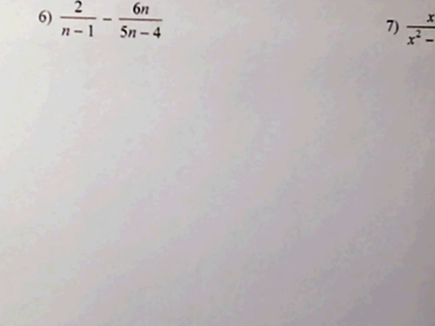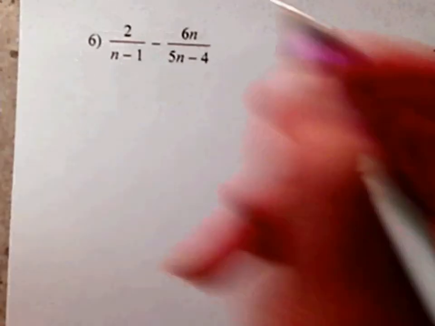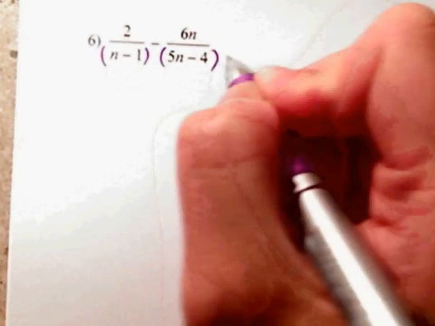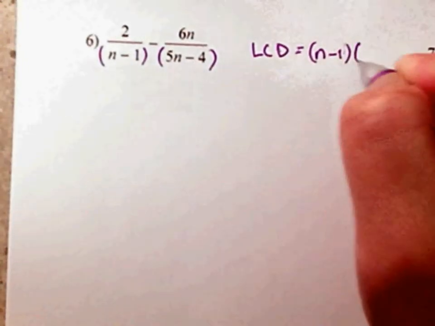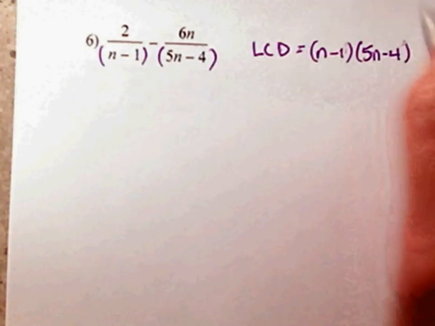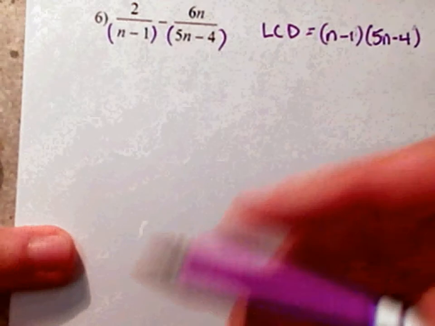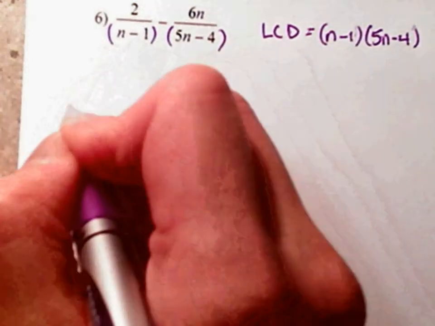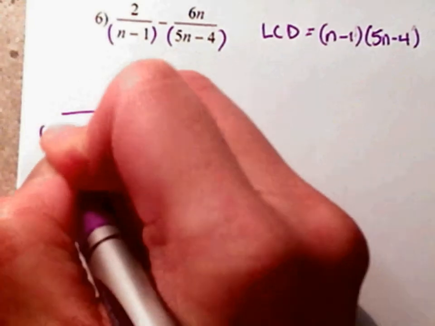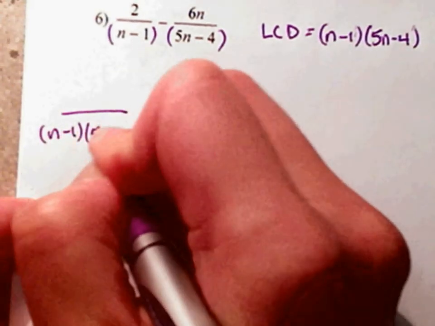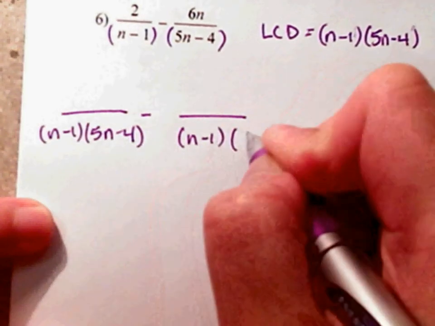Number 6, okay? Common denominator. What is your common denominator? N minus 1 times 5n minus 4. We are going to subtract. So, take a look. You can draw separate lines, or you could do it all at one time. So, I have n minus 1 times 5n minus 4. N minus 1 times 5n minus 4.